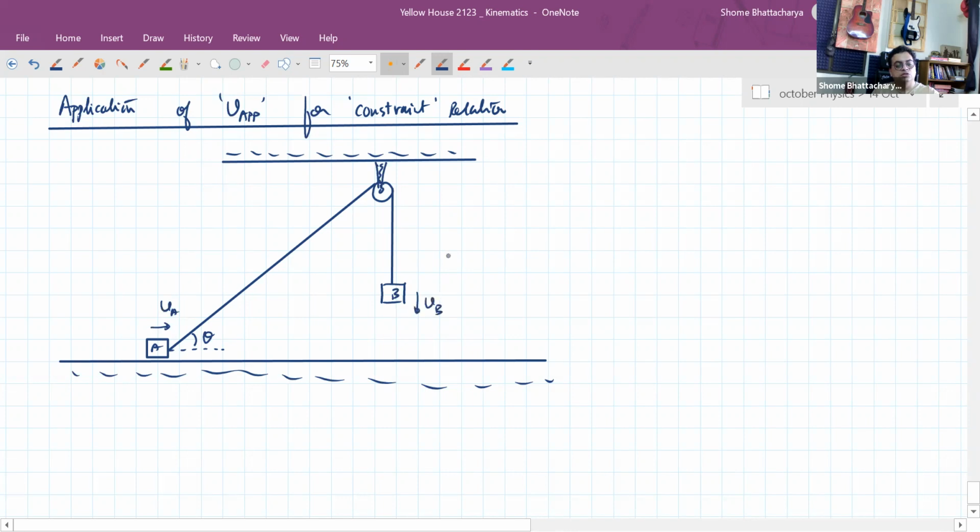So during the motion of this system, at some instant, if theta is equal to 60 degrees and VB at this moment is 2 centimeters per second, then find the speed of the block A at the same instant.